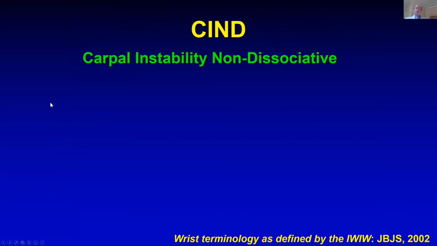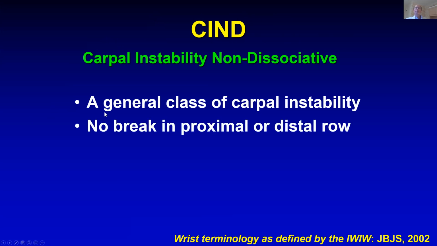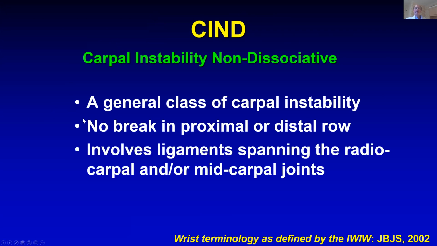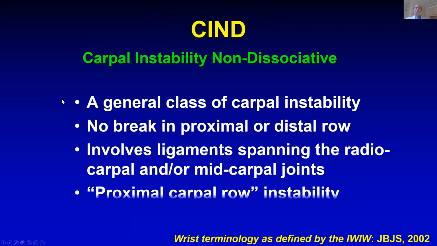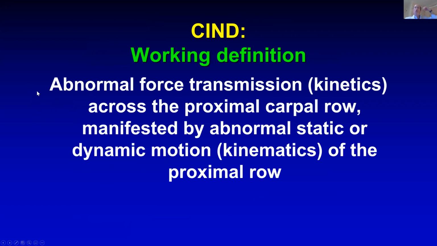Non-dissociative instability is called carpal instability non-dissociative, or CIND, and it's a general class of carpal instability without a break in the proximal or the distal row, involving ligaments spanning both the radiocarpal and the midcarpal joints, and it also might be called proximal carpal row instability. It has multiple etiologies. A working definition might be abnormal force transmission or kinetics across the proximal carpal row, but manifested by abnormal static or dynamic motion, also called kinematics, of the proximal row.